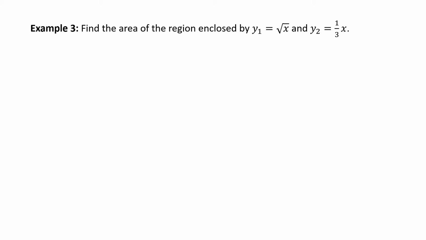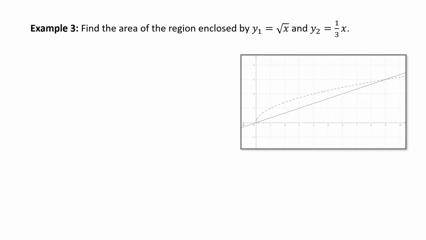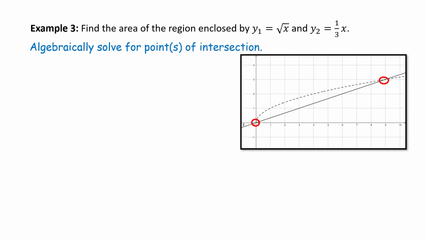Y sub 1 is a square root function. Y sub 2 is a line with slope 1/3 through the origin. The graphs show 2 points of intersection. Even so, we need to algebraically solve for the points of intersection, and to do that, we set the two functions equal to each other.